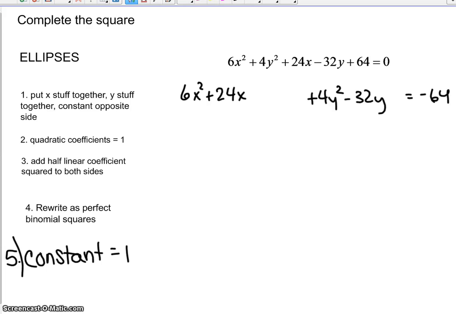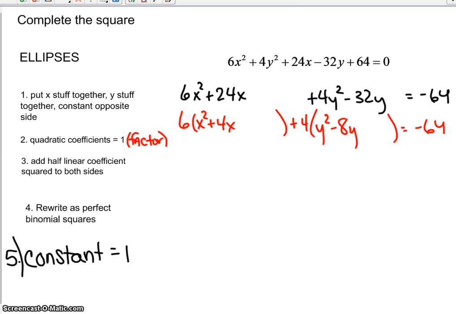Okay, now go to step number 2, and again, remember what we're going to do there is factor. For the x stuff, what we're going to factor out is your value for a, which is 6. Remember to take the 6 out of the 24 as well. Out of your y stuff, you're going to factor out the c, so we factor out the 4. So again, take that out of 32. Now again, pause it and jump on step number 3, and then come back.